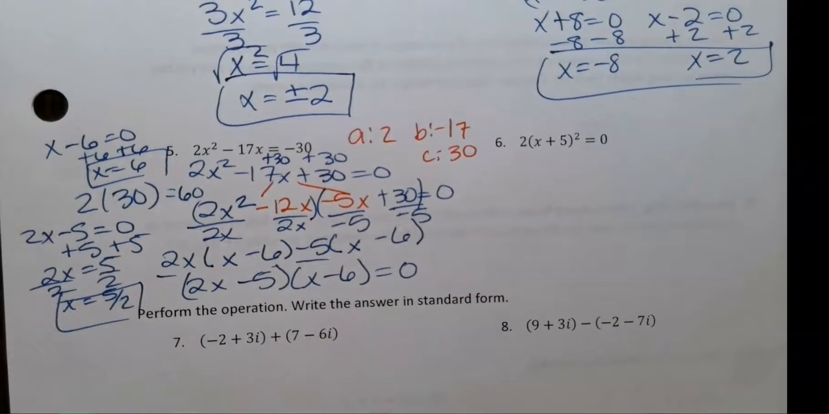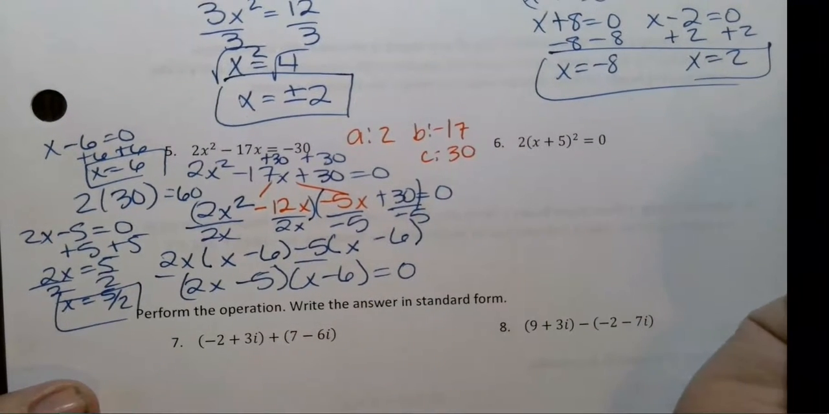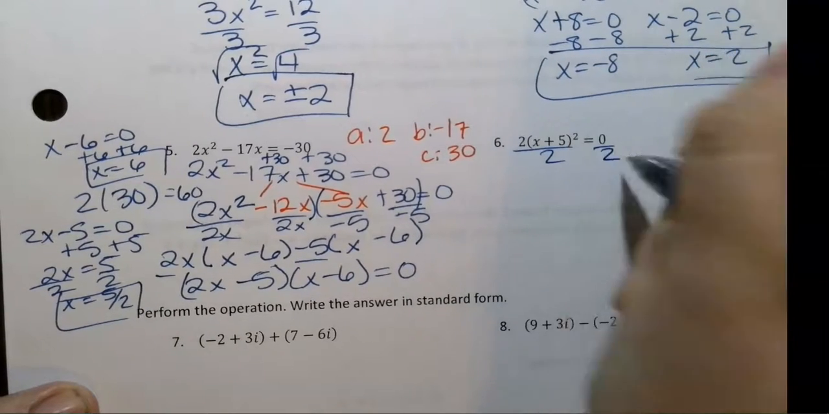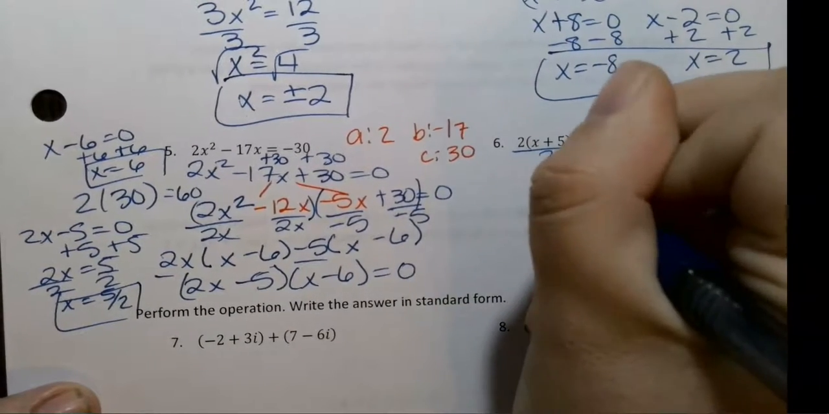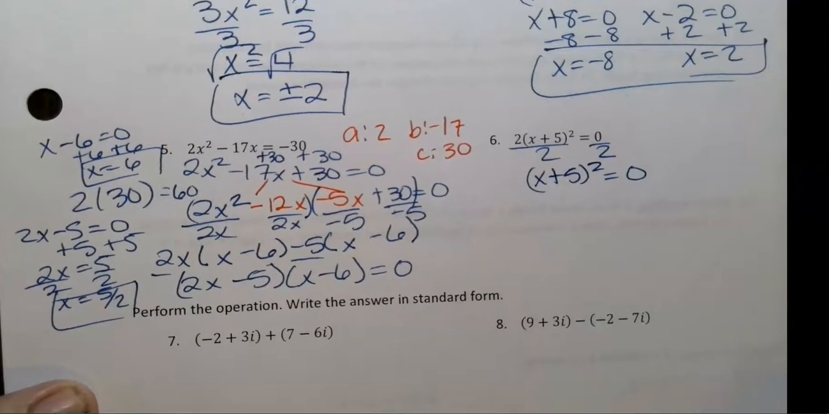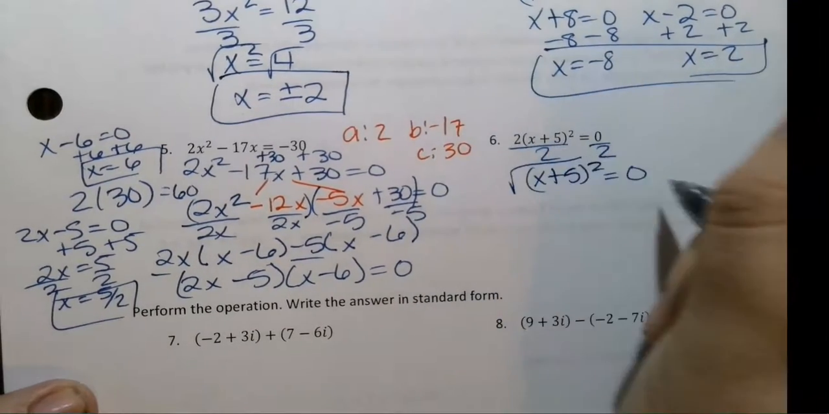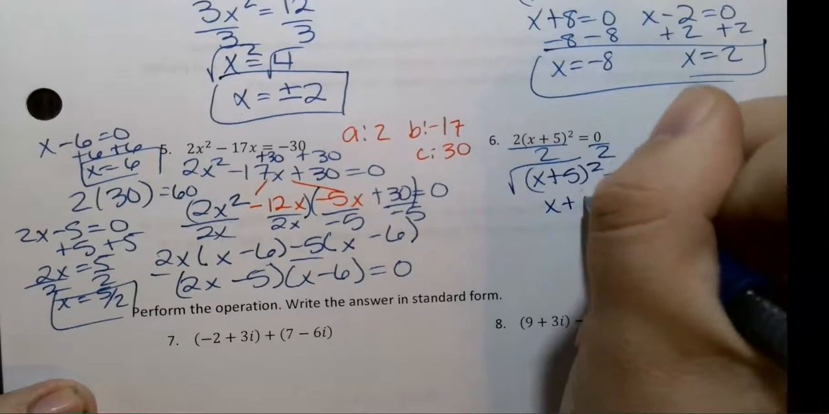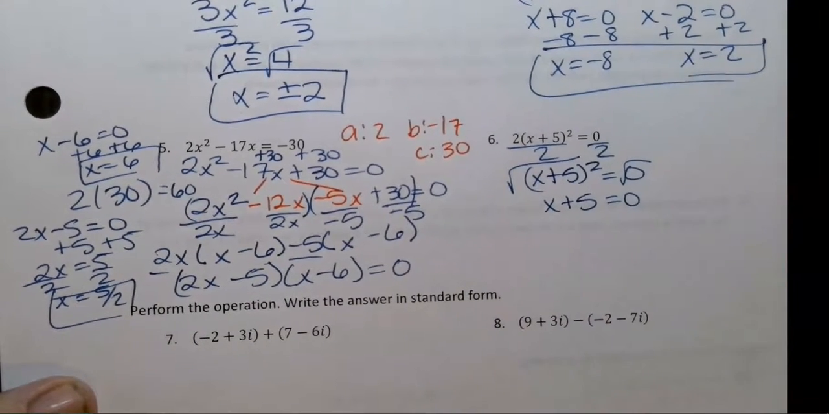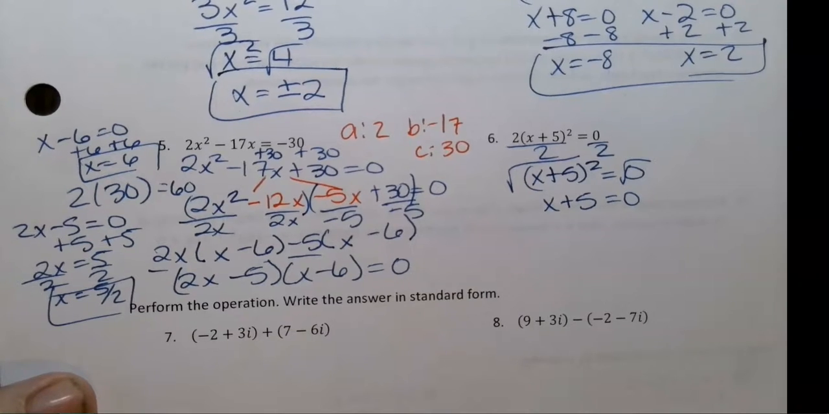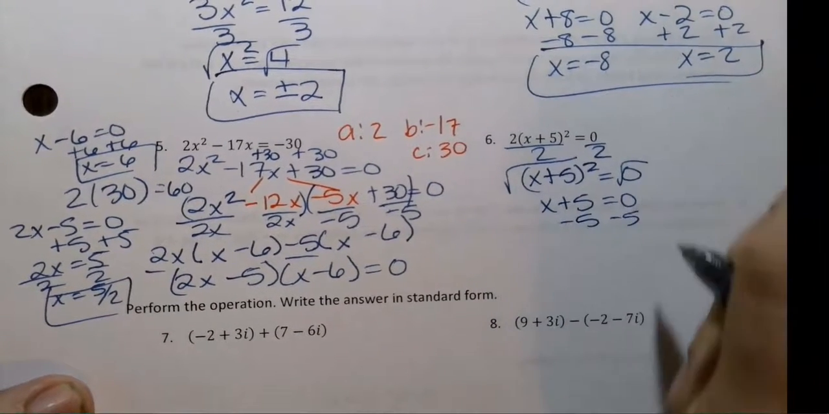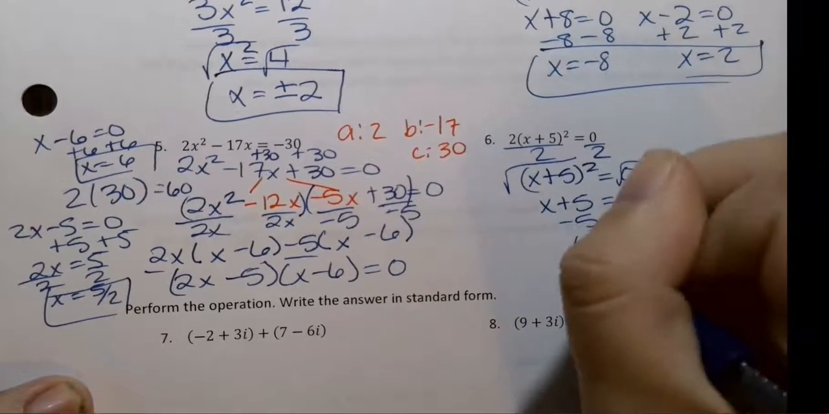On number 6, I can use the square root method, but first I want to get everything that's being squared isolated. So I'm going to start off by dividing both sides by 2. I'm left with x plus 5 squared equals 0. Then I want to take the square root of both sides, and I have just x plus 5 equals 0, because the square root of 0 can't really be positive or negative. Then I want to just subtract 5 on both sides, and I get x equals negative 5.